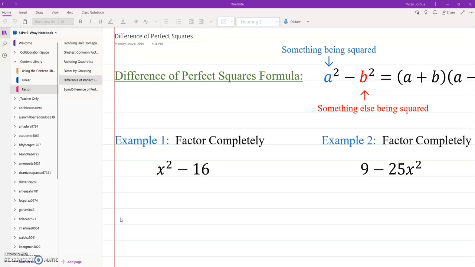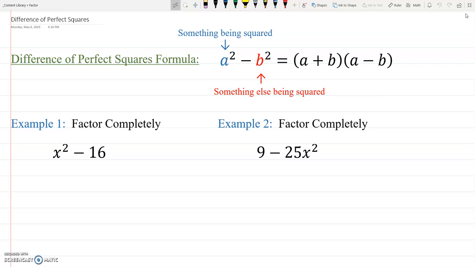Okay, difference meaning subtraction. Every single one of these problems is subtraction. So you can see example 1 and example 2, they both have subtraction. It has to be that way. If it were a plus sign on these types of problems, it would not be factorable. So it has to be subtraction. That's why we say difference.